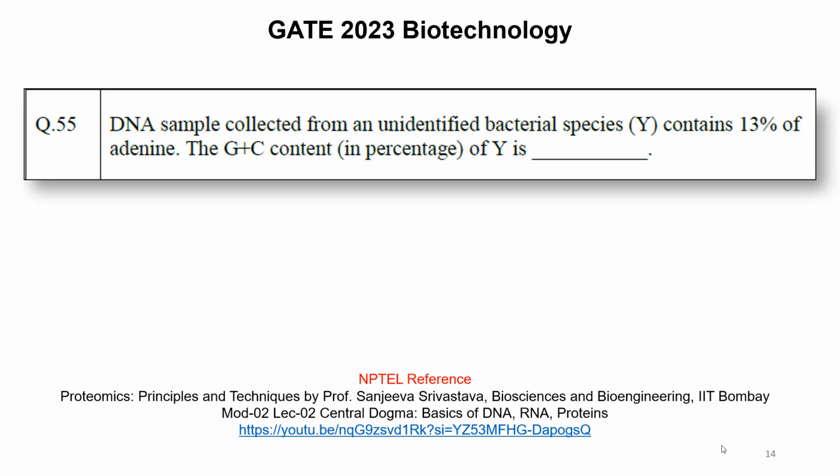Hello. So today we'll be talking about one of the questions that came in the GATE 2023 Biotechnology paper. A DNA sample collected from an unidentified bacterial species Y contains 13% of adenine. The G plus C, or the guanine plus cytosine content in percentage of Y, is?